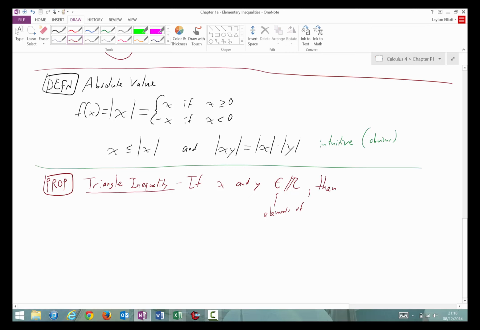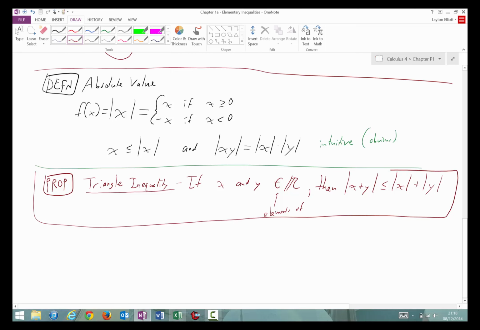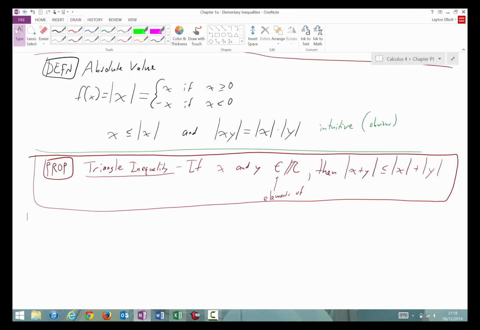If that's true, then the absolute value of x plus y is less than or equal to the absolute value of x plus the absolute value of y. Sorry, trying to get a better y there. And that's called the triangle inequality. So that's the name of the proposition. Once you prove it, you can use it, but you have to prove it in order to use it. You remember that from geometry.